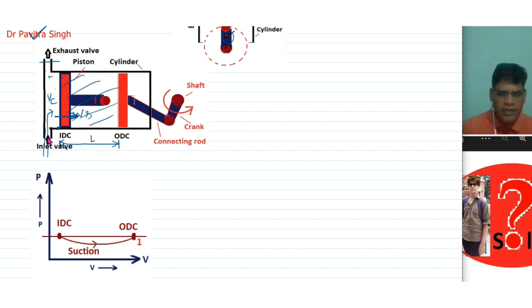When the inlet valve opened, the pressure in this control volume was atmospheric. When the piston moves rapidly, the air is sucked in and the pressure inside the cylinder decreases. The pressure is atmospheric at this zero point and decreases as the piston moves from IDC to ODC, and then it is atmospheric again at ODC, because the piston is moving rapidly and sucking air, so some vacuum is created inside the combustion chamber. This is the suction stroke.